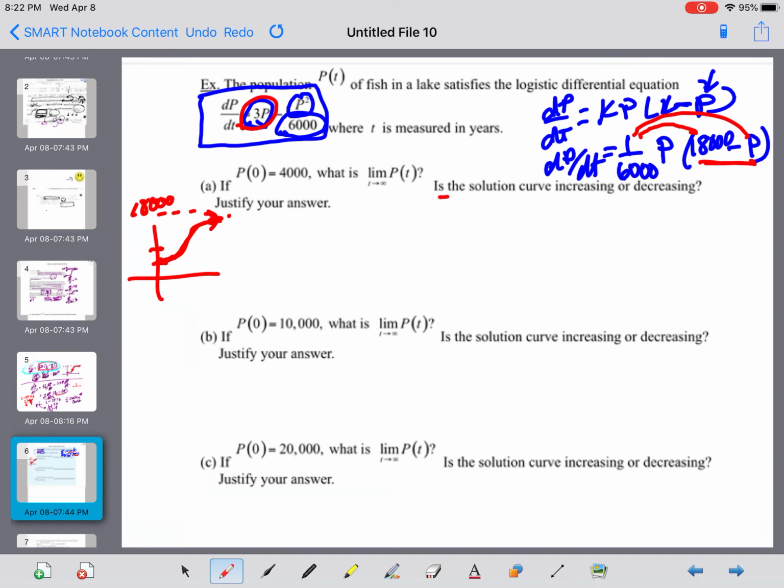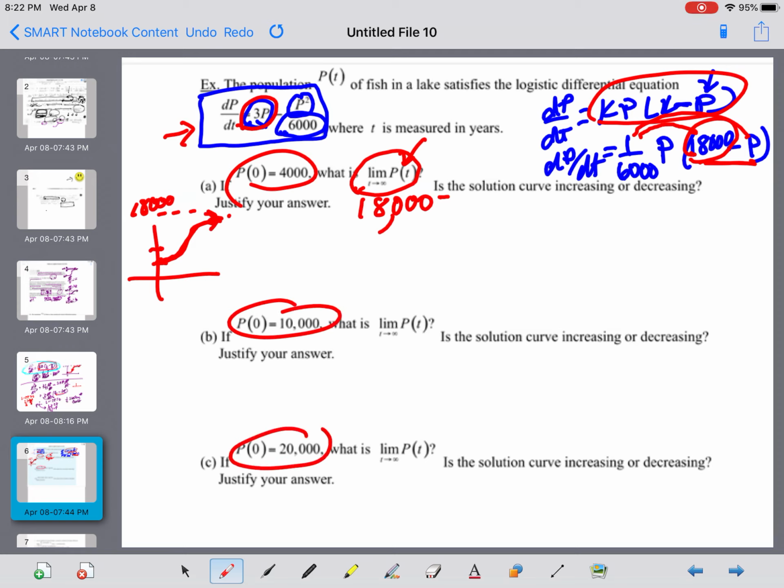But the question is, first of all, what is the limit of P of T as T approaches infinity? That looks like I have to integrate this and actually find P. But what's cool is I don't have to go through that whole two slides. I can just look over here, and if I can get it in this form, my limiting factor is, voila, 18,000. In fact, this is the limiting factor of this population. I don't care what they start me with. It doesn't matter how much they put in there. This is the carrying capacity.